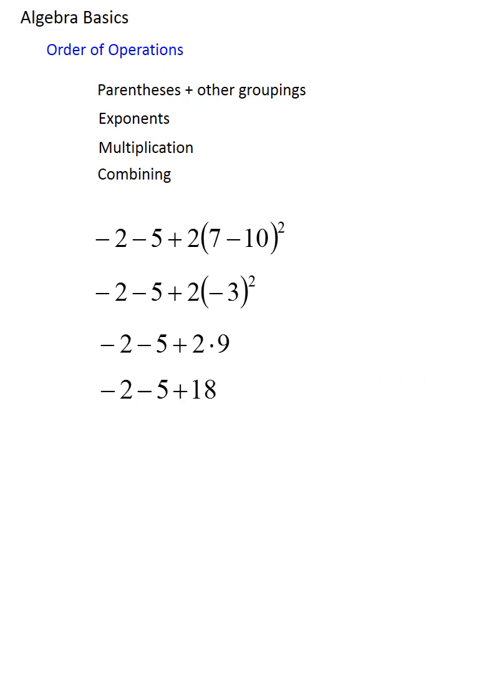That allows that change. And now that I'm down to my fourth step, the combining step, I'll again work left to right. Starting on the left, negative 2 minus 5 is negative 7. And finally, negative 7 plus 18 is positive 11, or just 11.